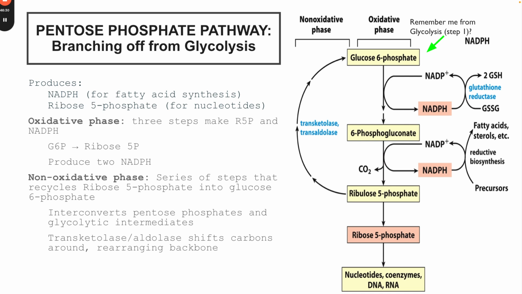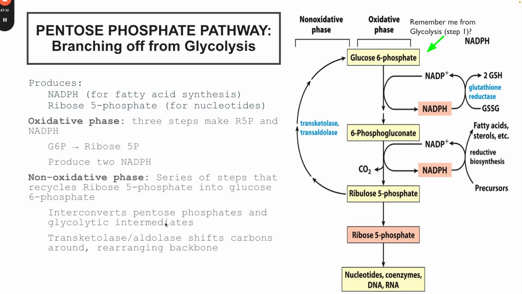Finishing off, we have the pentose phosphate pathway. It's important to note NADPH is produced for fatty acid synthesis, and ribose 5-phosphate is produced for nucleotides. So NADPH, the red boxes, and ribose 5-phosphate, another red box. There's the oxidative phase, which is 3 steps to make ribulose 5-phosphate, and ribose 5-phosphate and 2 NADPH molecules. Then there's the non-oxidative phase, a series of steps that recycles ribulose 5-phosphate back into glucose 6-phosphate.